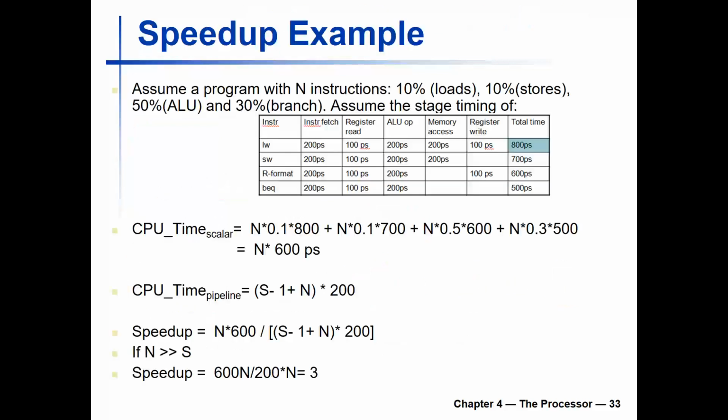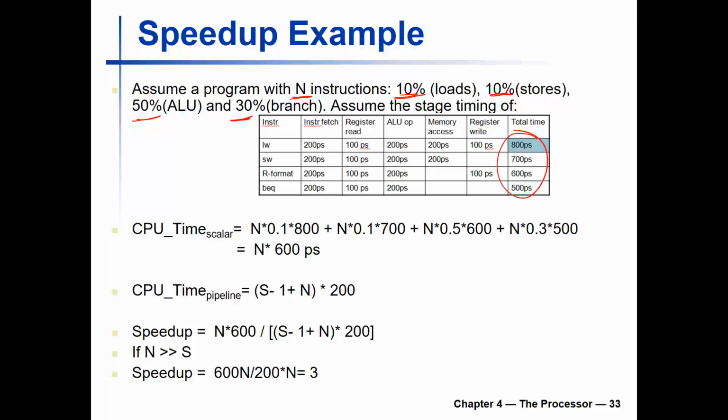Now let's take an example here. Assume I have a program with N instructions. N could be 100, 1,000. 10% of those are loads, 10% of those are stores, 50% are ALUs, 30% branches. Assume these timings, right?